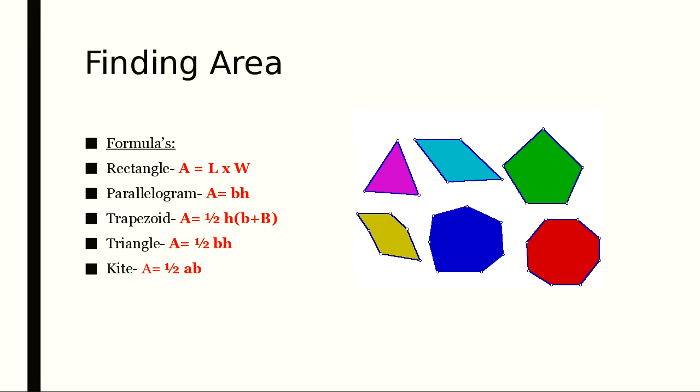A parallelogram is going to be area equals base times height. Trapezoid, area equals half the height times little b plus big B. The triangle is going to be area equals half times the base times height. And a kite is going to be area equals half times the length of one side and the length of the second side, which will be the base.